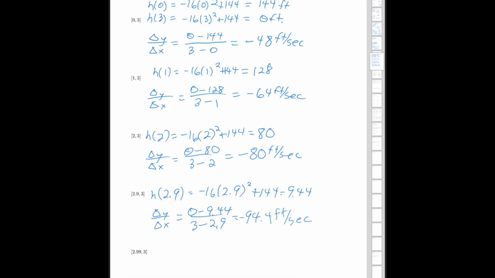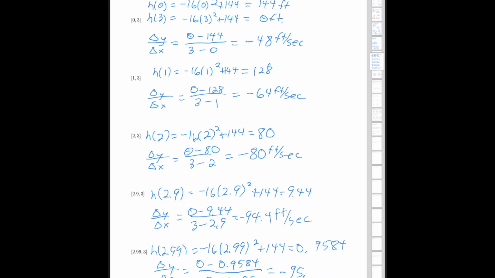feet per second. And then the last one, h of 2.99 is negative 16 times 2.99 squared plus 144, which is 0.9584. So that's change in y over change in x equals 0 minus 0.9584 over 3 minus 2.99, which is negative 95.84 feet per second.